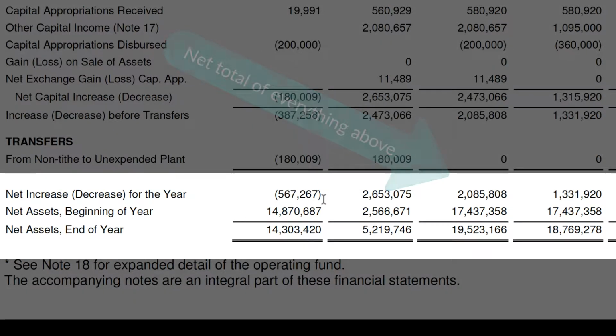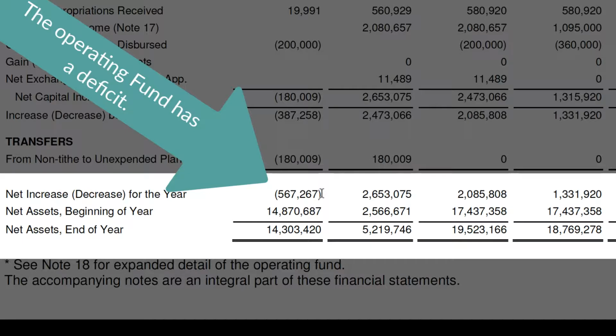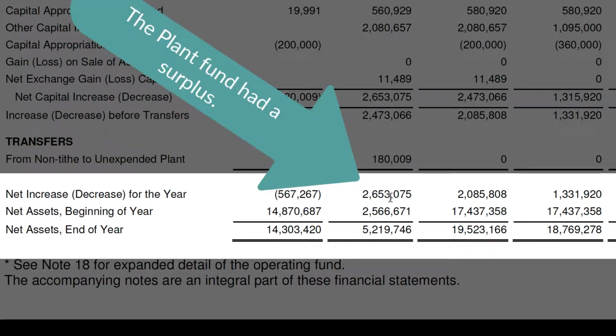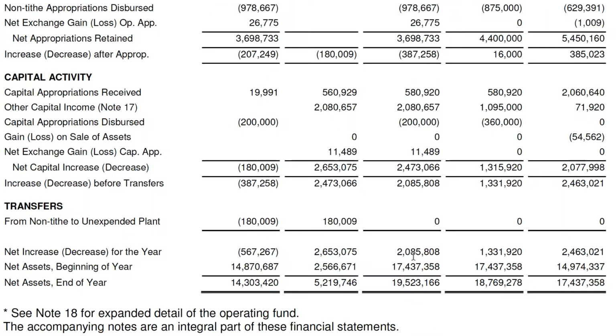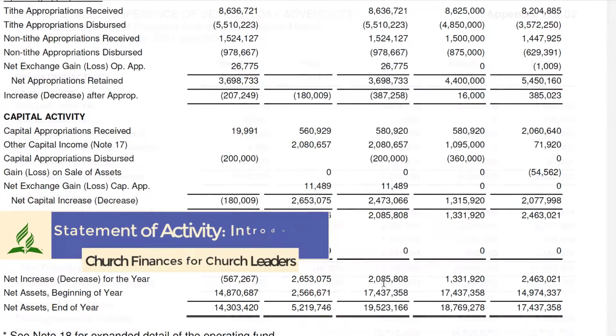In this example, you can see that in our operating fund, we had a deficit and we had a surplus in our plant fund for a net increase of 2 million. So that gets us started on that.